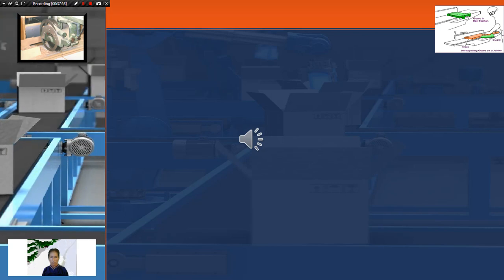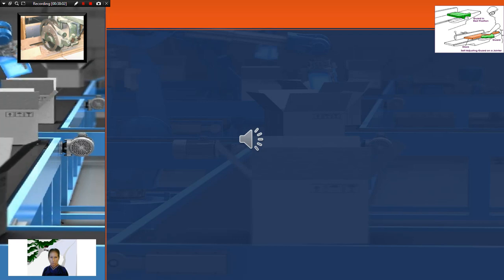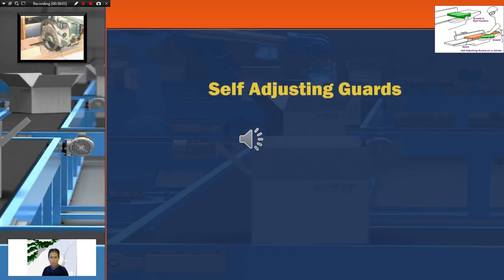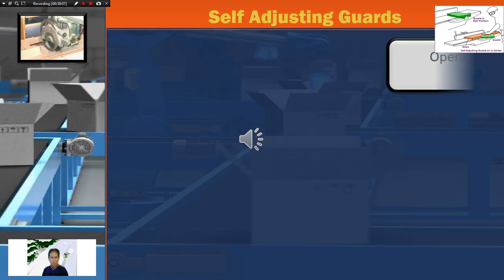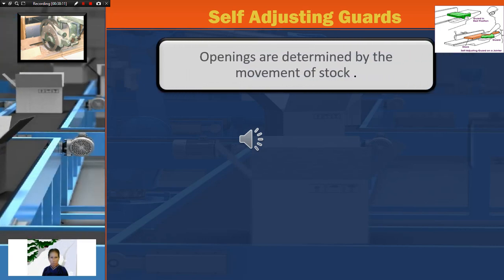Self-adjusting guards explained. Openings are determined by the movement of stock. The guard is pushed away as stock is introduced. The opening is only large enough to admit the stock. The guard returns to its rest position after the stock passes through.